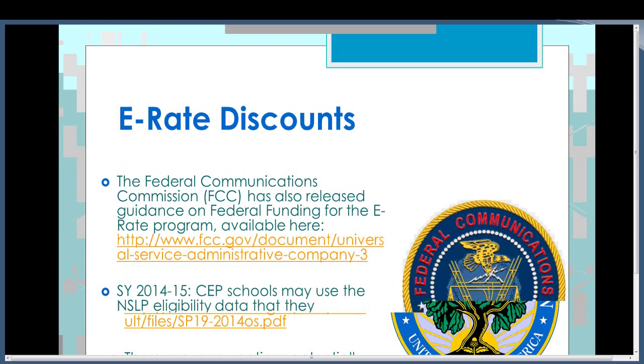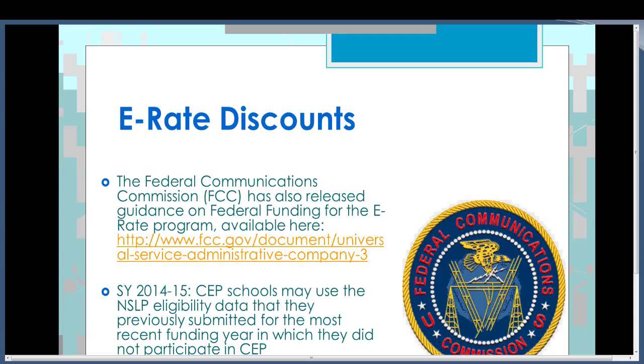We've also worked closely with the Federal Communications Commission to determine how E-rate discounts are determined for CEP schools. This year, participating schools can use the school lunch eligibility data that was previously submitted for the most recent funding year in which they did not participate in CEP. Starting next school year, for school year 15-16, schools will use their claiming percentage, or the ISP times 1.6, as a proxy for the free and reduced price percentage. And that means that participating schools will enter the ISP times 1.6 into the E-rate discount calculation template for each school in the group. And that's capped at 100%.